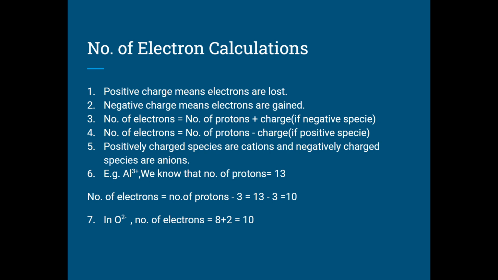Similarly, Al3+ is there. So aluminium number of protons equals 13. But there is a 3+ charge, that is, 3 electrons are lost. So 13 minus 3 is equal to 10. Okay. So that is how we are calculating our things.